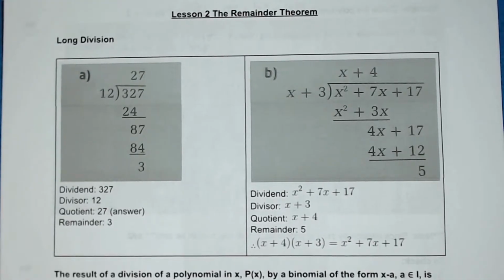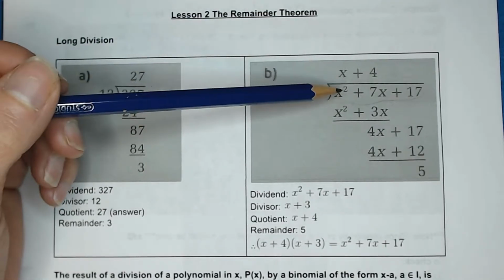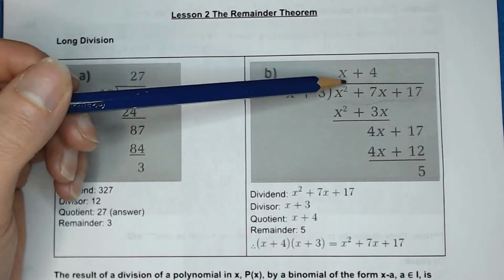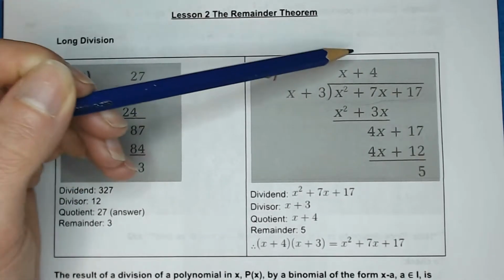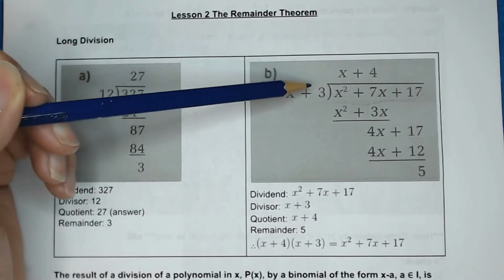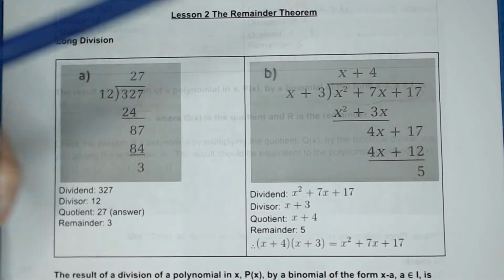We can do the exact same thing with polynomial functions. Here, the dividend is the thing that's getting divided. It's underneath the division symbol. The divisor is x plus 3. The quotient is x plus 4. Notice these are two of the factors of this function. And then our remainder is plus 5.